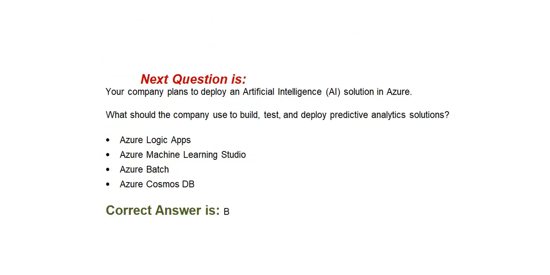Next question is, your company plans to deploy an artificial intelligence AI solution in Azure. What should the company use to build, test, and deploy predictive analytics solutions? Option A, Azure Logic Apps. Option B, Azure Machine Learning Studio. Option C, Azure Batch. Option D, Azure Cosmos DB. Correct answer is option B, Azure Machine Learning Studio.